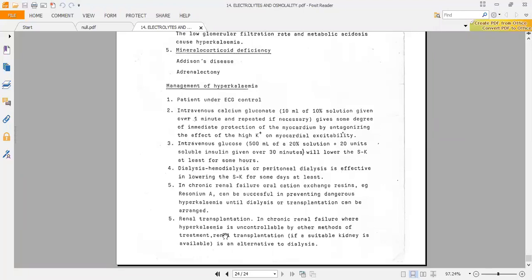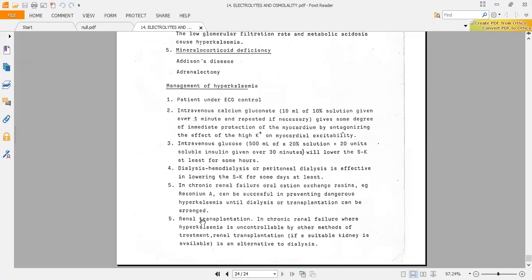Okay, so you give them certain medications which cause them to excrete a lot of potassium. An example of such a drug is resonium. It's what is called a resin ion exchange, RESIN, ion exchange. Then the fifth thing you can do is dialysis.